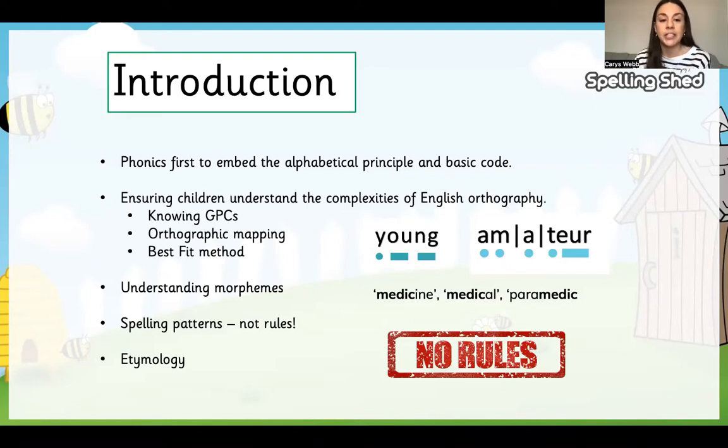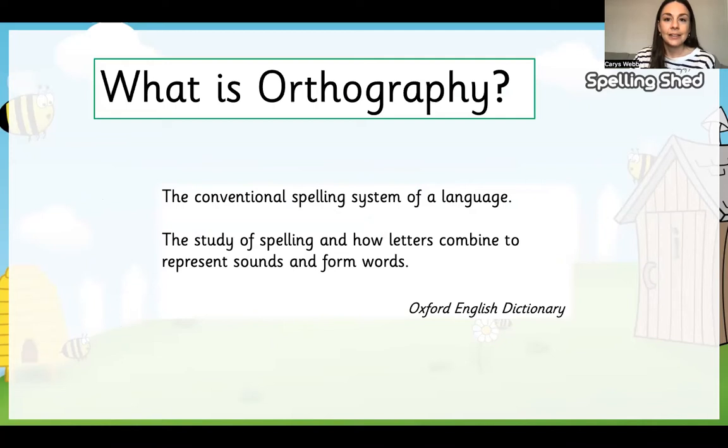Then we have etymology, and etymology is the history of where part of a spelling has come from. Now, orthography, in basic terms, is the conventional spelling system of a language and the study of spelling and how letters combine to represent sounds and form words. So in Key Stage 1, we start to do this by teaching phonics and making the relations between GPCs and certain spellings of different words. But as we get towards Key Stage 2, children need to be taught other spelling skills in order for them to be able to spell more complex words.